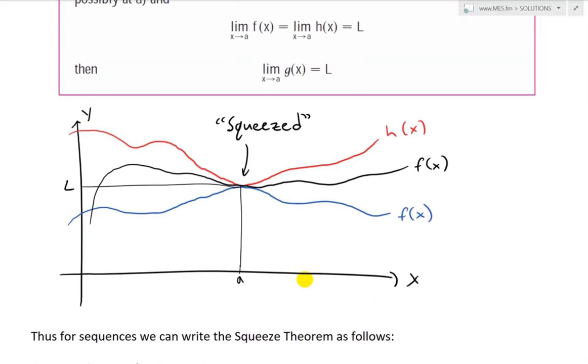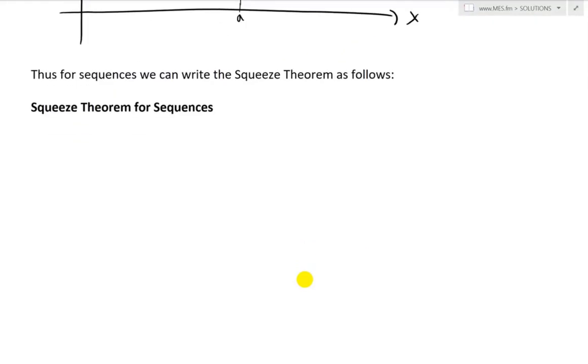Alright, so now for sequences we can write the squeeze theorem as follows, basically adapting the squeeze theorem to sequences. So the squeeze theorem for sequences: instead of functions, if we have the sequence a_n always less than or equal to b_n, and b_n less than or equal to c_n, for n greater than or equal to n_0. So for a specific point, a_n is less than b_n and less than c_n for a specific value above this integer n_0.